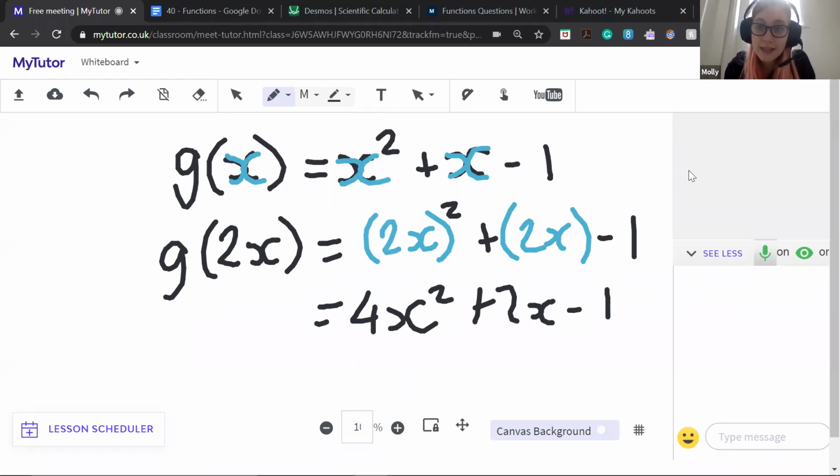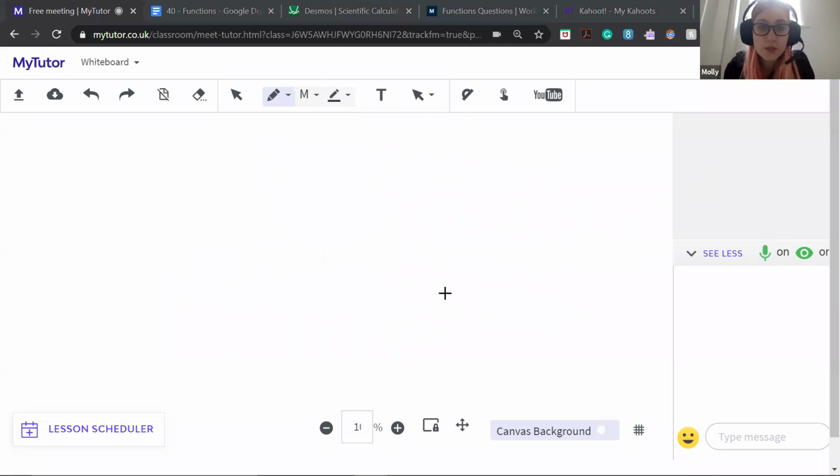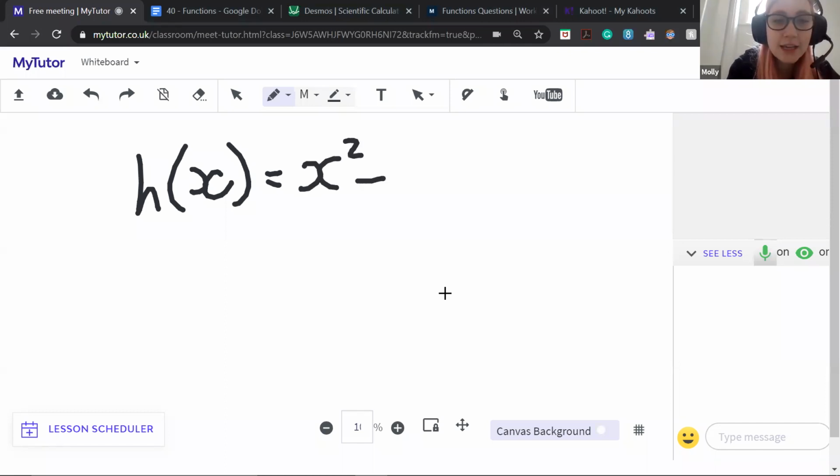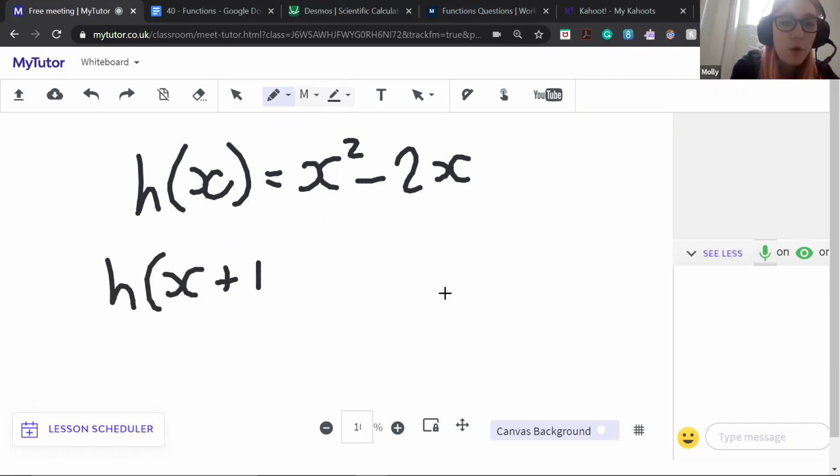We'll do one more like this. So let's say h of x is, I'll do a slightly harder one, x squared minus 2x. Let's just keep it as that. So what is h of x plus 1? Bit of a trickier one here, but just work through the same process as before.